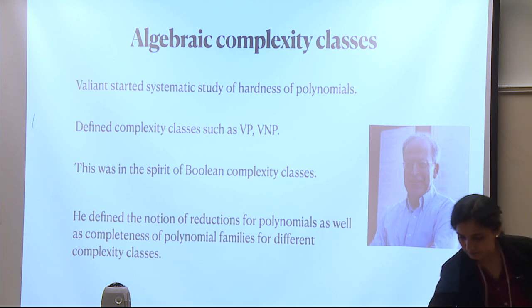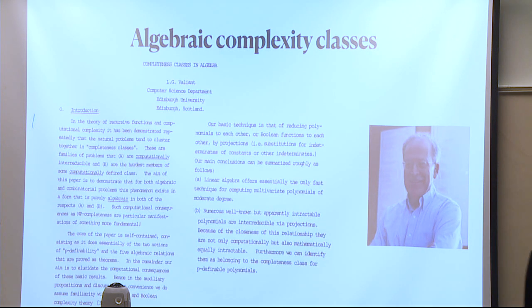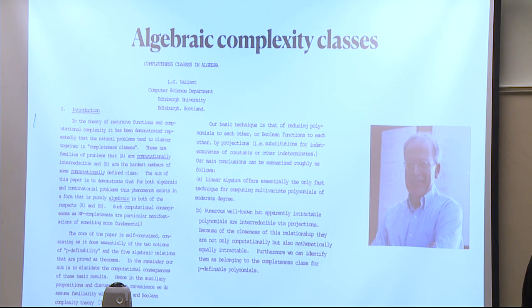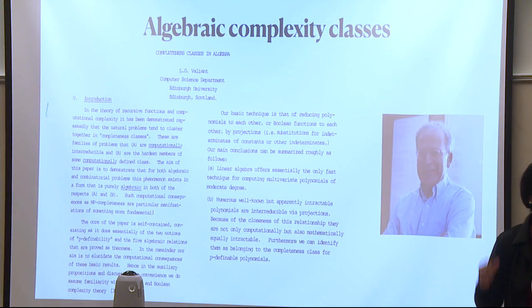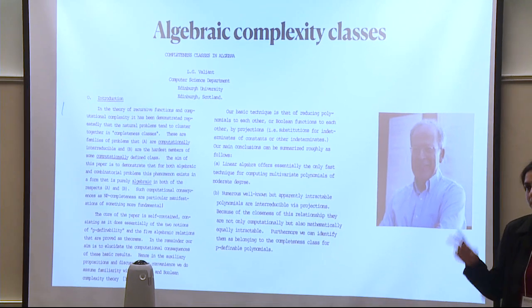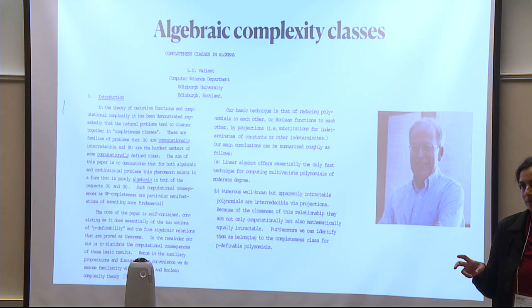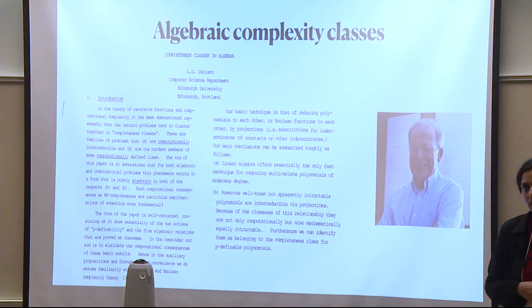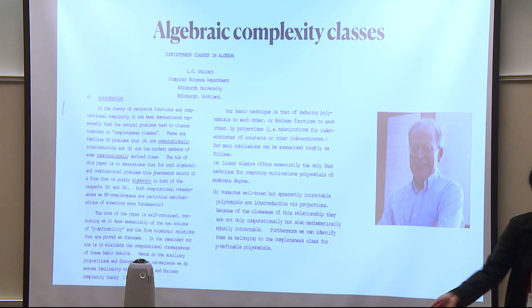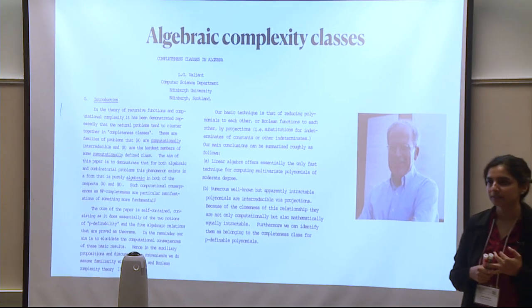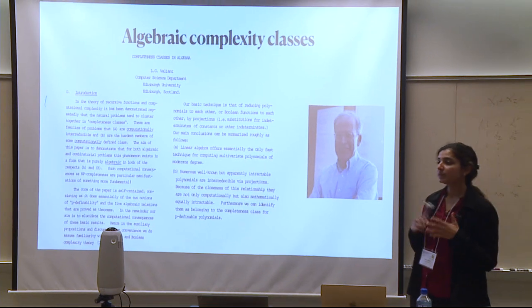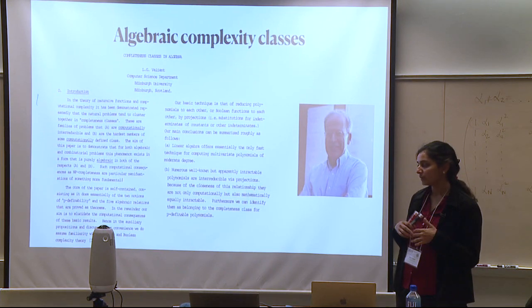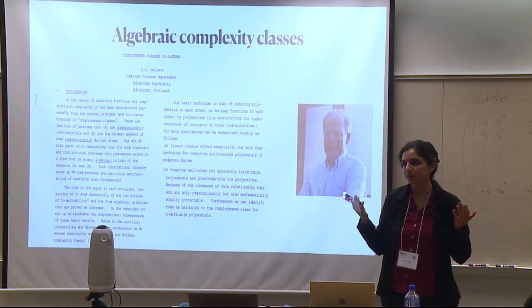There's a very nice paper from '79 that Valiant wrote that kind of kick-started this complexity of polynomials area. And what he did there was he defined complexity classes for polynomials that we will talk about just after this slide. He defined the notion of reductions, like in the Boolean case we have, right? SAT is complete for NP.